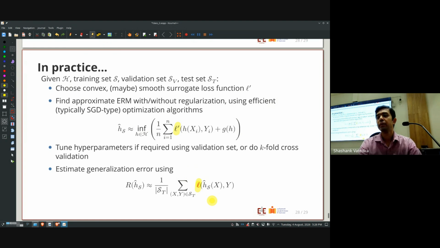So if you're doing a classification problem, you will minimize the cross entropy loss at the time of training. But then when you report, you typically report the probability of error, or the number of false positives and the number of false negatives and so on. Okay, so that final testing is always with respect to the original loss function that you intended to minimize.